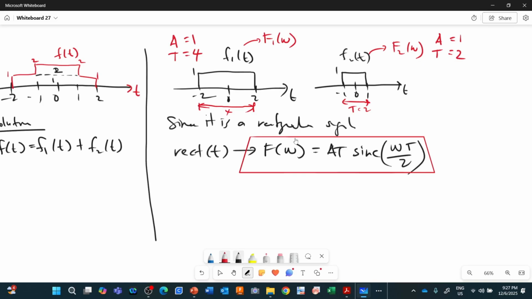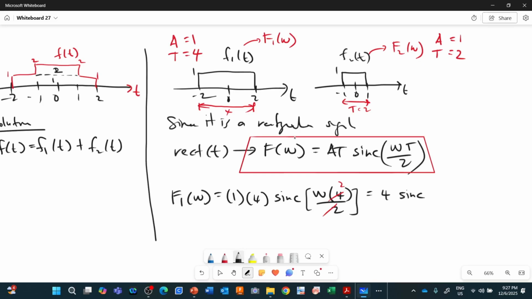Okay. So, now we can write the equation for F1 omega. F1 omega, A is 1, multiplied by T equal to 4. Sinc omega T over 2, so you have F1 omega equal to 4 sinc 2 omega. Betul tak?